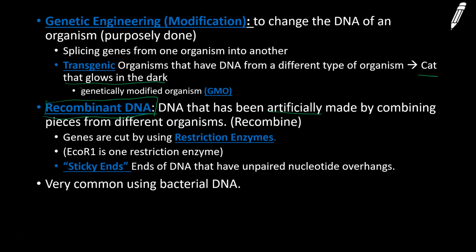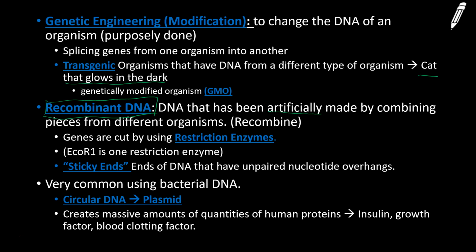In genetic engineering, it is very common to use bacteria, because bacteria grow very, very fast and it's easy to replicate those genes. Also, they have circular rings of DNA called plasmids that are pretty easy to work with. And you'll see what that looks like in just a moment. Scientists are able to use plasmids and reinsert them into bacteria to make large amounts of human proteins, such as insulin, growth factors, growth hormone, and blood clotting factors.